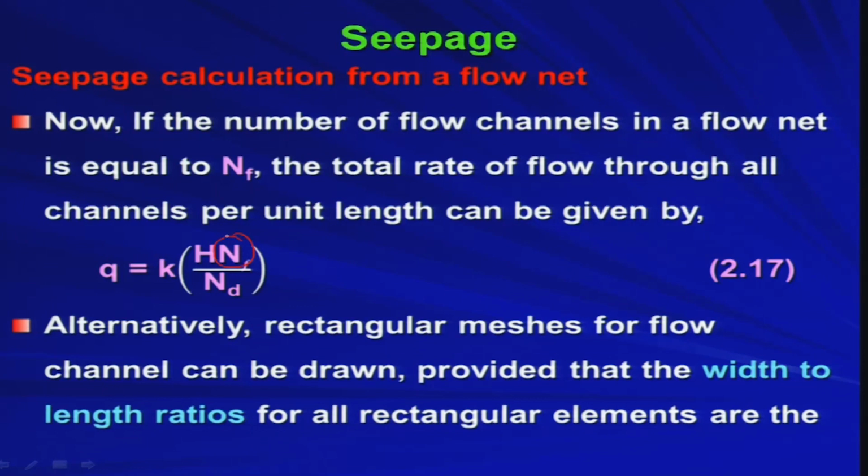Alternatively, rectangular meshes for flow channel can be drawn, because whatever we have seen so far is basically based on some square element. So, you are only allowing square element within the flow channel. Now, you may construct the flow net in such a way that your elements are coming as rectangular, right. So, rectangular meshes for flow channel can be drawn, provided that the width to length ratio for all rectangular elements is the same.